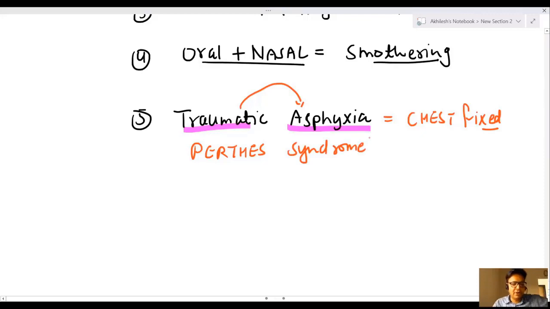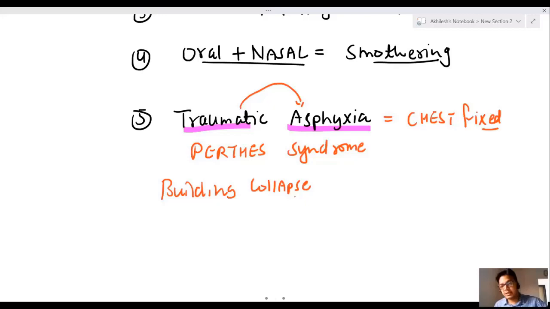Sir, what are the examples of traumatic asphyxia? Building collapse. If suddenly a building collapses and the building material comes over the chest, your chest is fixed and you are not able to respirate. This is known as Perthes syndrome.